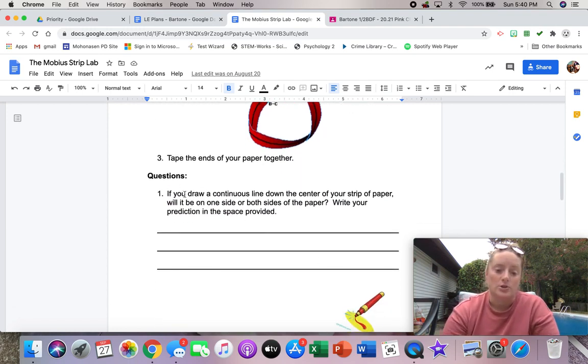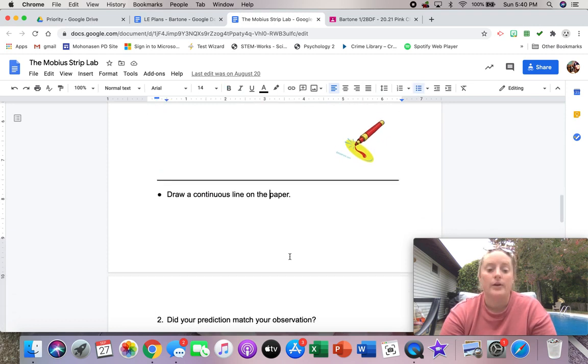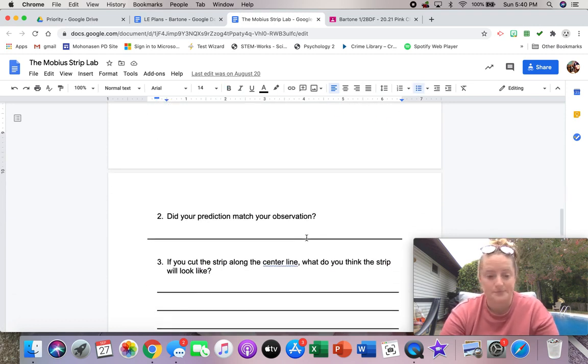So then it asks you a question. If you draw a continuous line down the center of your strip of paper, kind of like in this diagram up here, there's that line down the center of your strip of paper. Will it be on both sides of the paper or just one side of the paper? Write your prediction in the space provided. Then you're going to do it. Then you're going to say, did your prediction match your observation? So were you correct or not?